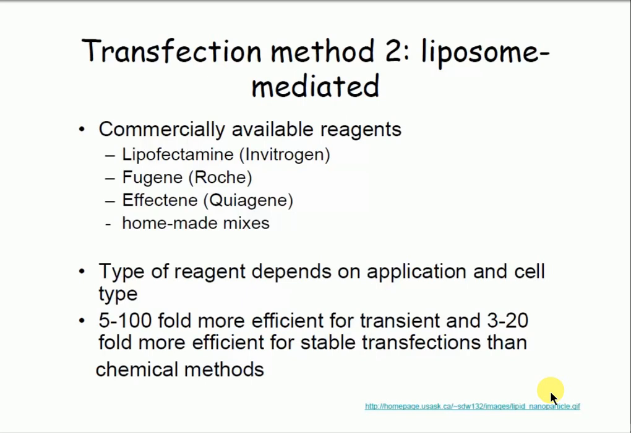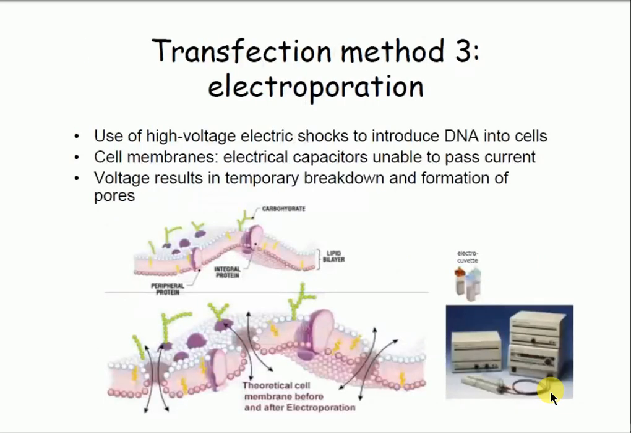So the type of reagent depends a bit on the application and cell type. Obviously, if there are more fragile cells, you need to play around more with methods. Other cells are more easygoing, and you find high transfection rates. They're about 5 to 100-fold more efficient for transient transfection, and about 20 to 30-fold more efficient for stable transfection than the chemical methods we discussed before. But obviously the question is, do you need this high efficiency? And you might find that the effort is a bit over the top.